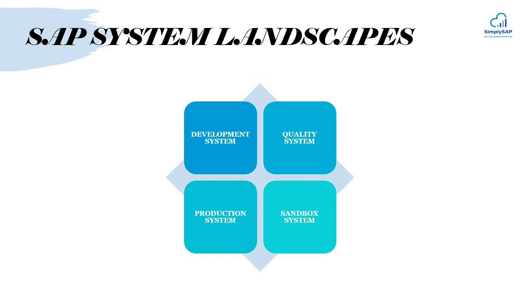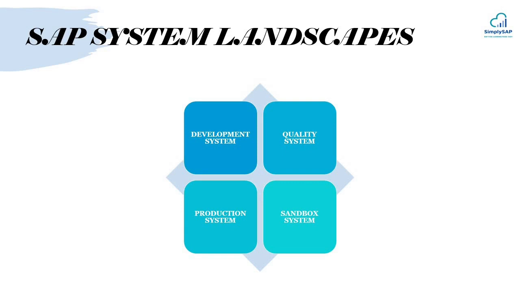The SAP system landscape refers to the overall structure and organization of SAP systems within an organization. It encompasses the different environments and systems used for various purposes such as development, testing, and production. Typically, an SAP system landscape consists of the following components: development system, quality system, production system, and sandbox system. So let's first view the development system.